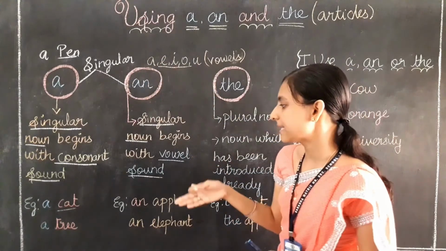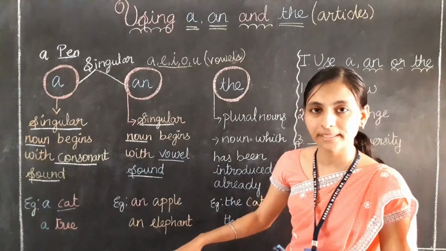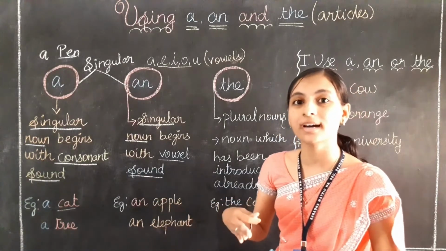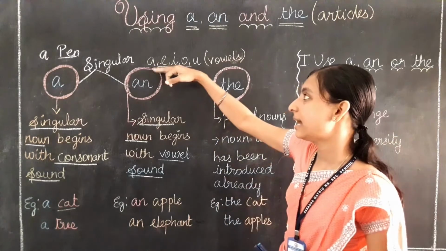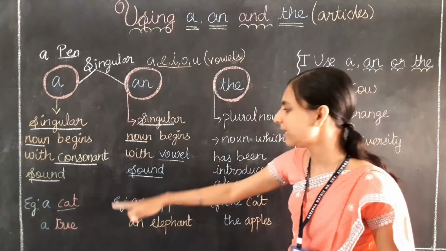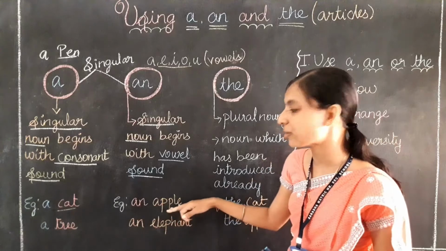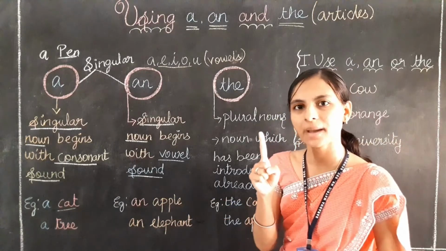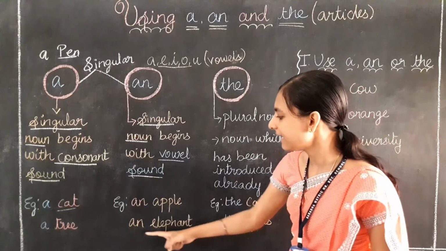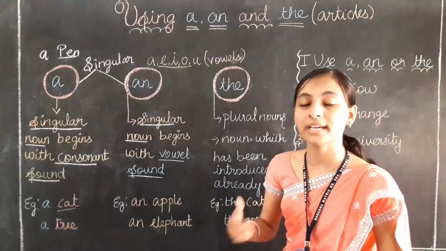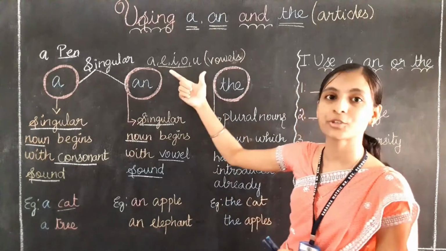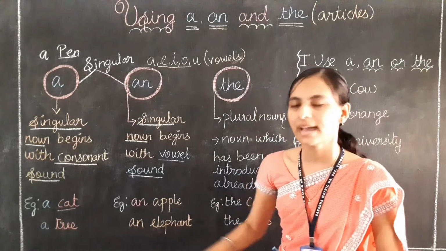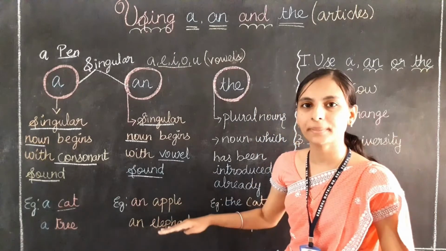Okay. So for example, I have written an apple. Here apple starts with the sound a. That a sound refers to the vowel sound. So I have written an, and it is also a singular noun only. I am talking about only one apple, an apple. Okay. Next, an elephant. That A sound also refers to a vowel sound only. So before elephant I have written an: an elephant, an apple.